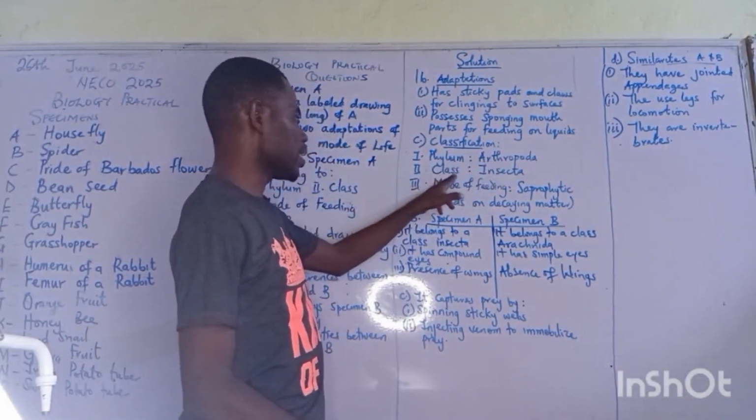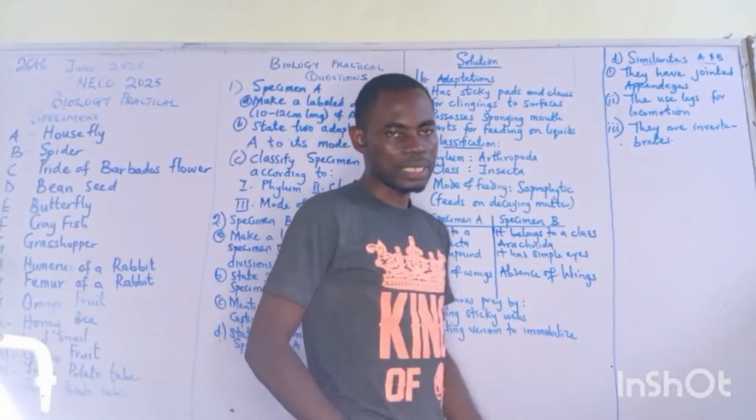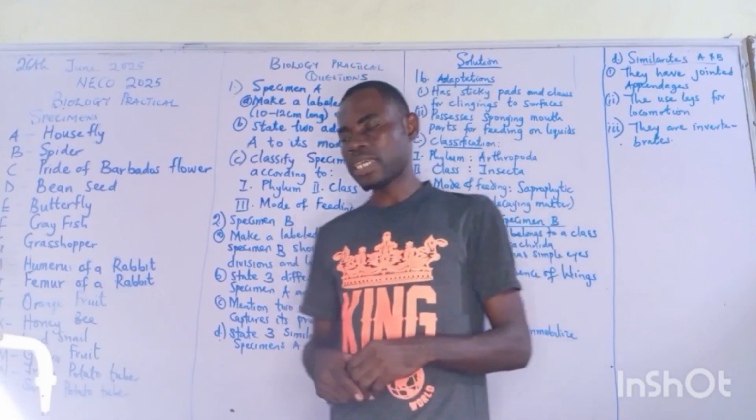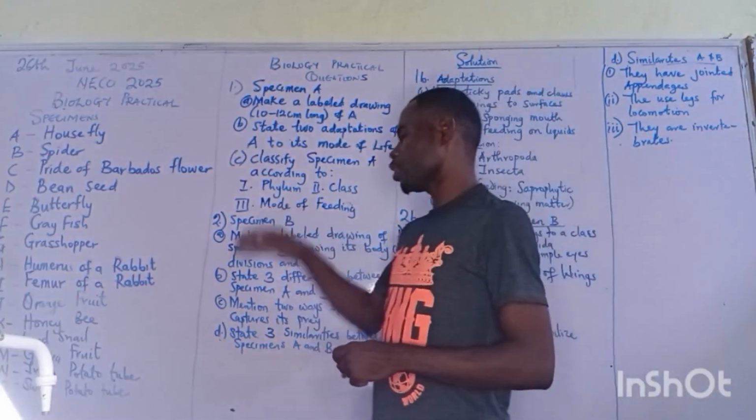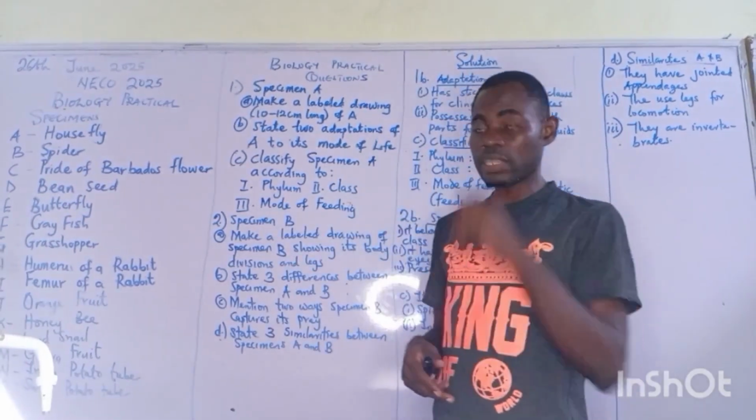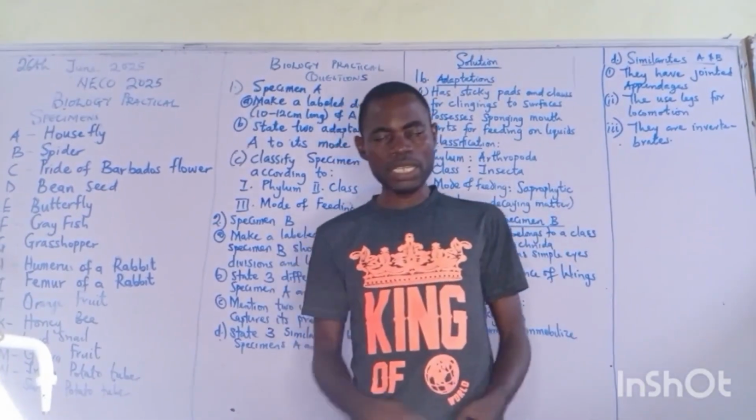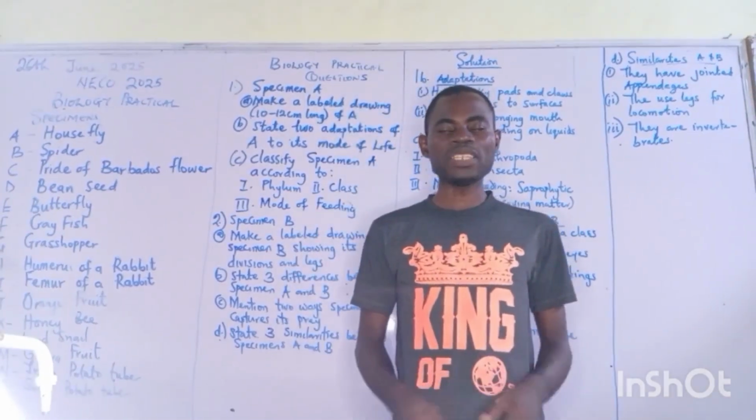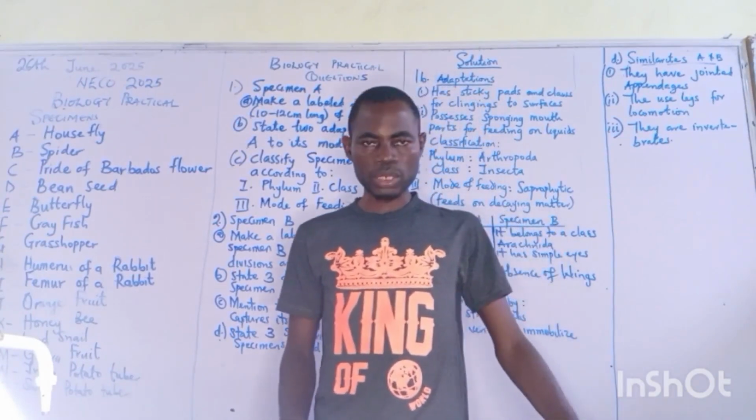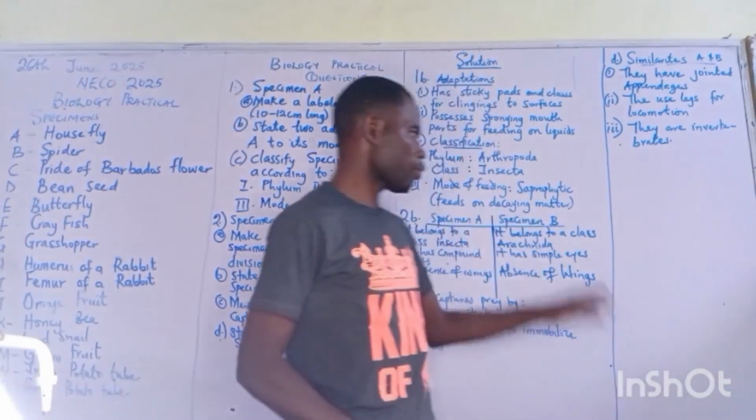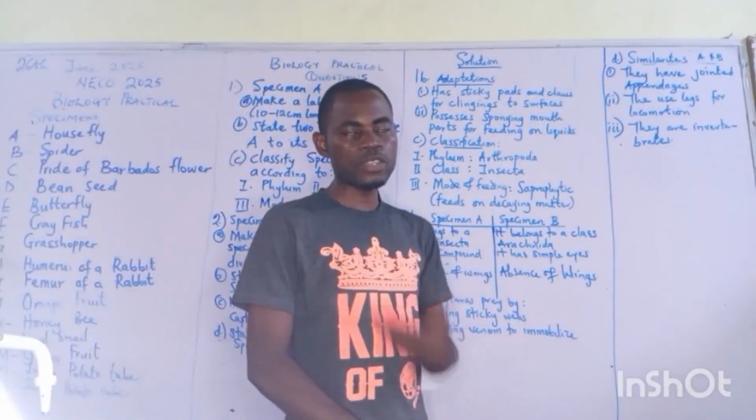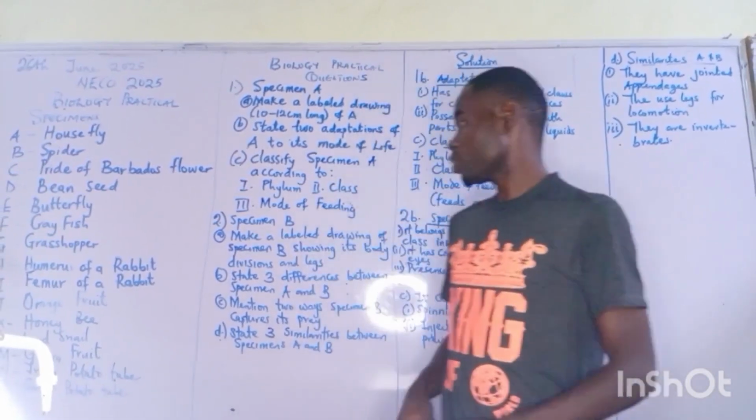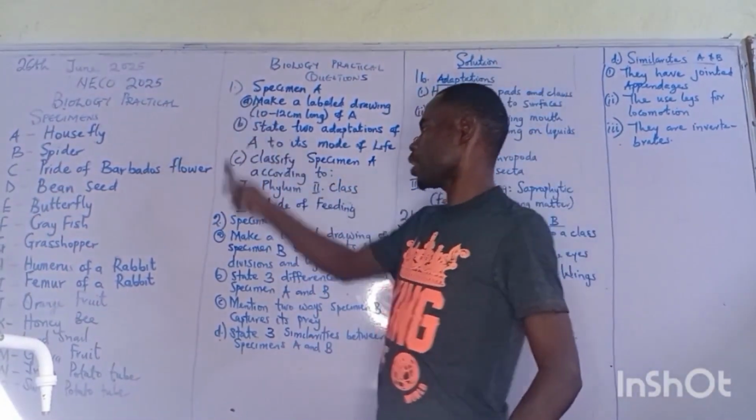And what about the class? The class is Insecta, the family of insects. It's a member of insects, so it is an Insecta. That is, the name of the class is Insecta. And we talk about the mode of feeding. How does it eat? I'm very glad to tell you that it feeds on decaying matter, dead organic matter, something that is rotting. Definitely, its mode of feeding is saprophytic mode of nutrition. That is, it is saprophytic. When you hear the word saprophytic, that is feeding on dead organic matter, feeding on dead bodies, is what we call saprophytic. So, which means that we have settled the questions on specimen A.